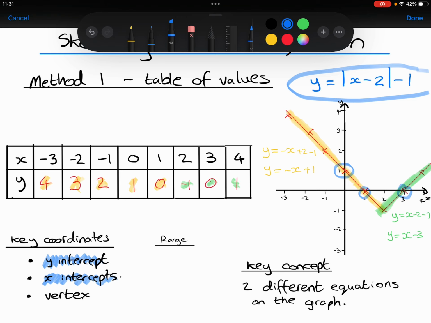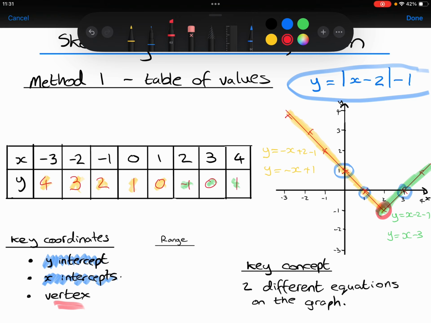And a new key coordinate that needs to be included with the modulus graph is something called a vertex. The vertex is the point here where the graph changes from the modulus having an effect to where it doesn't have an effect. It's where we have the graph at its smallest value. At this point here, it's the 2, minus 1.